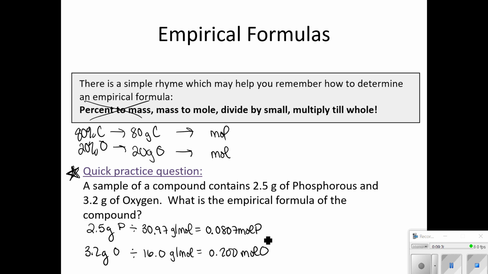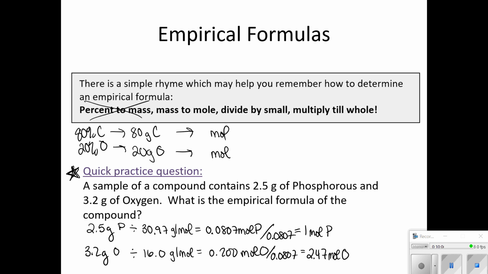Now I'm going to divide by small. I'm going to turn this into a nicer looking ratio, because right now this is a mess. It's a 0.2 to 0.08 ratio. That's not a very easy ratio to look at. So I'm going to divide them both by the smaller number of moles. What this tells me is that for every 1 mole of phosphorus, I think they end up with like 2.47 moles of oxygen.